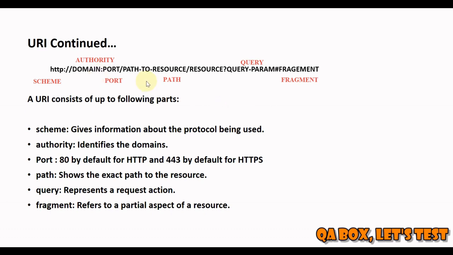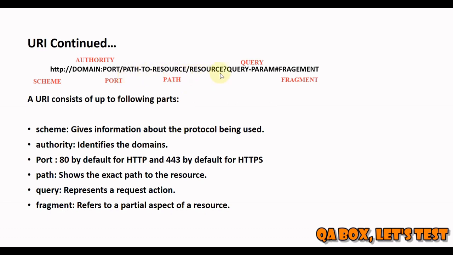But then what is the path to resource? It's like you have your C drive, and inside that you have created, let's say, a movie folder, and inside that there's a movie called Titanic. So there's a path to that resource, and the resource in this particular example is your movie Titanic. So the path to resource is basically, again, on that particular server where that resource is placed.